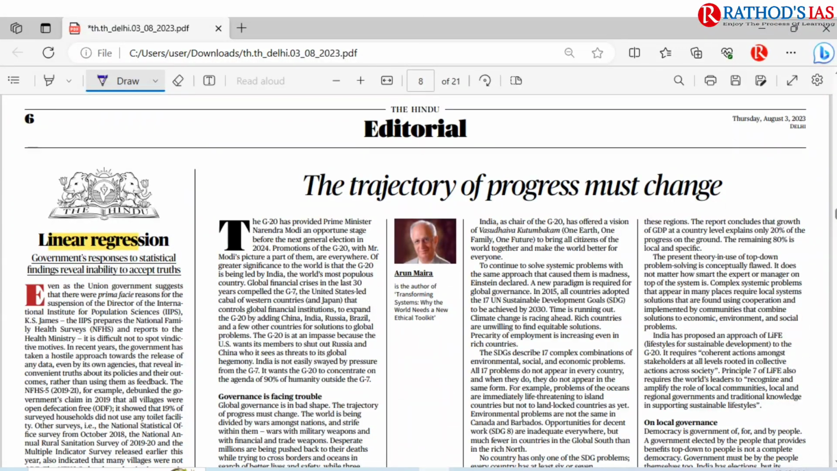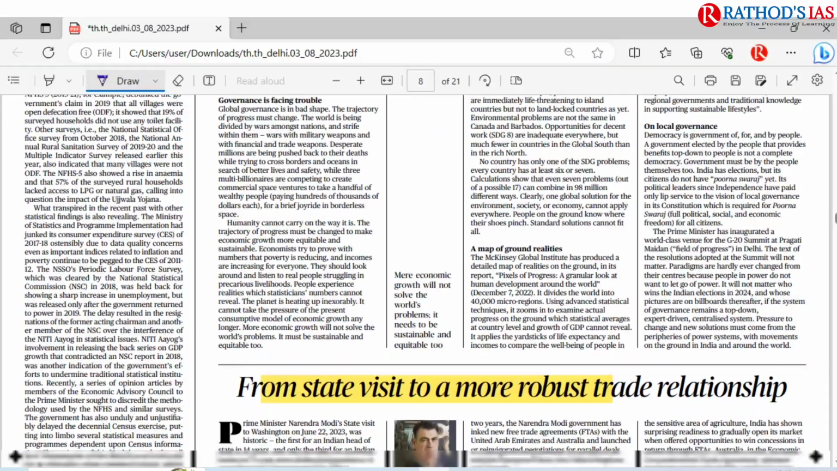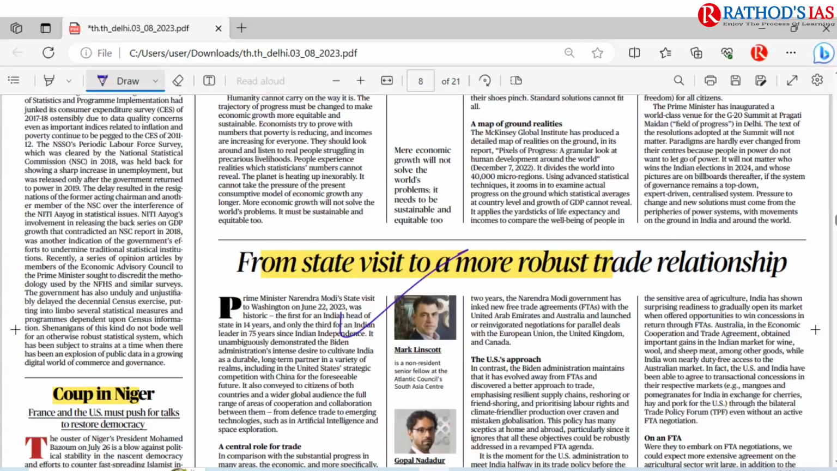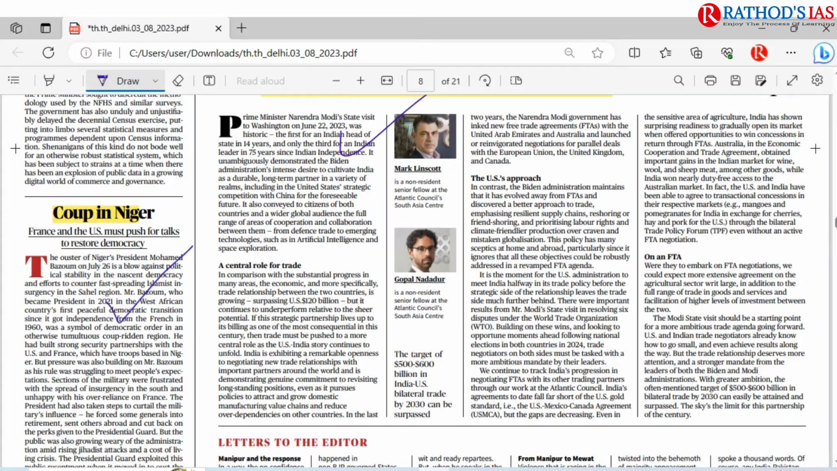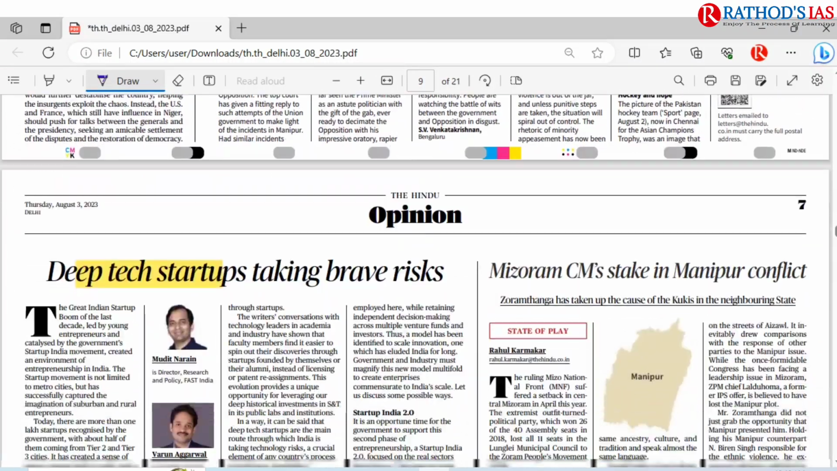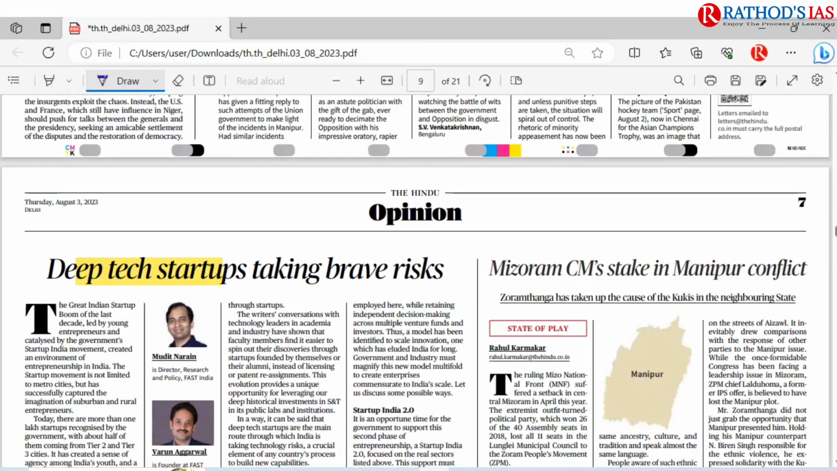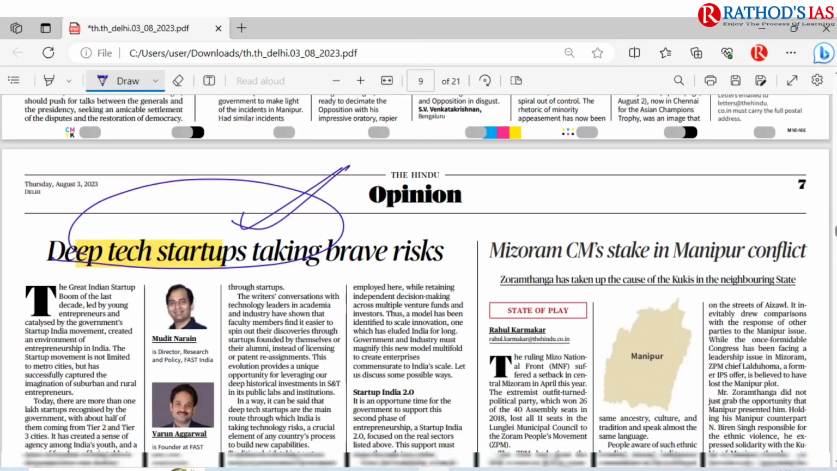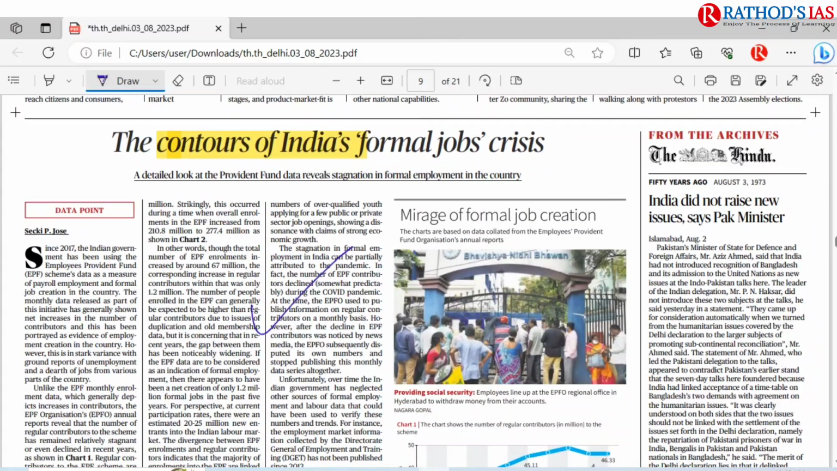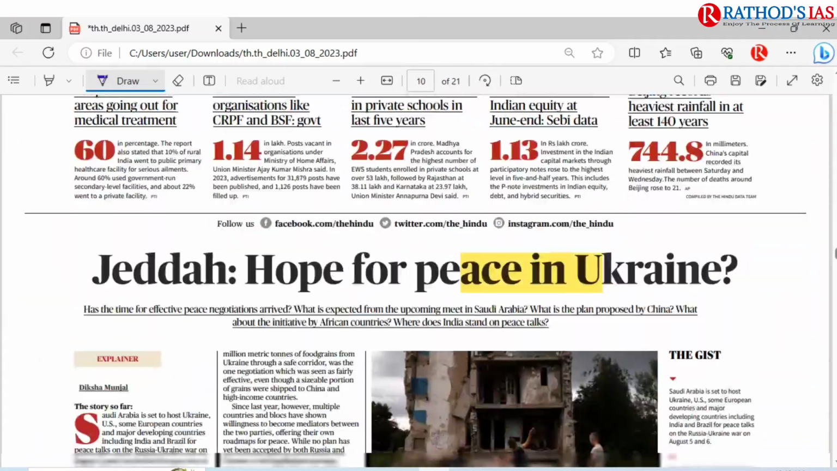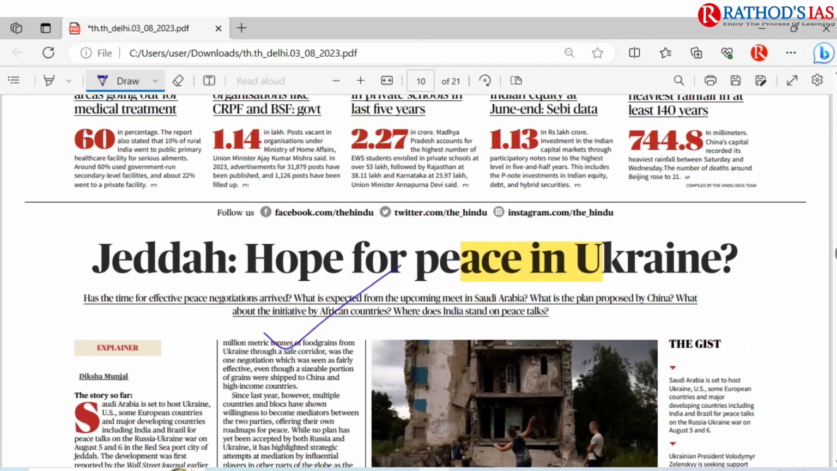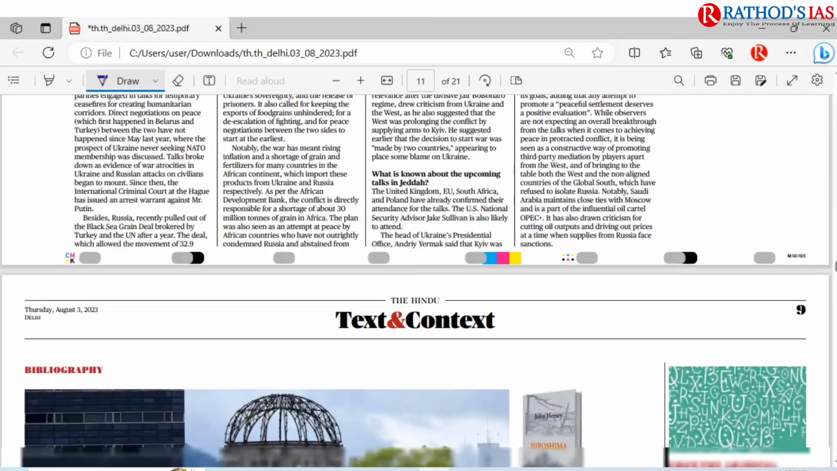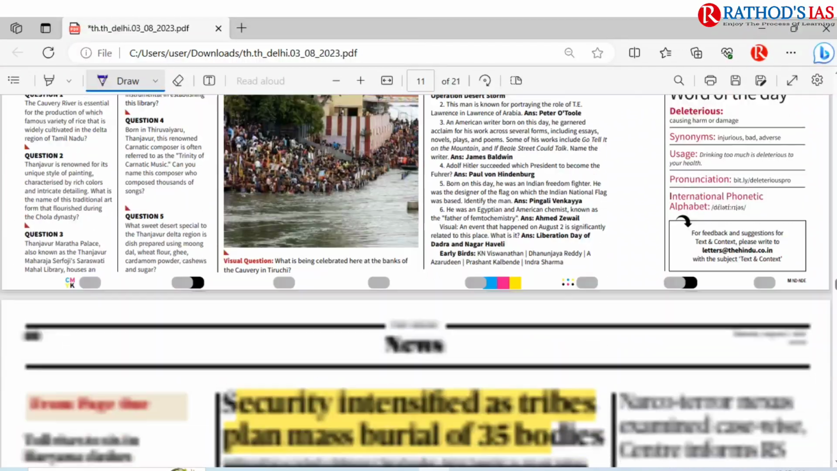In the editorial page, I discussed the topic regarding the suspension of the Director of IAPS. I discussed the topic regarding India-US relations. I discussed the topic regarding the coup in Niger. And there is one article I left for you, that is deep tech startups. So what are the issues faced by these startups? And I discussed the topic regarding formal jobs, and the peace talks which were led by Saudi.